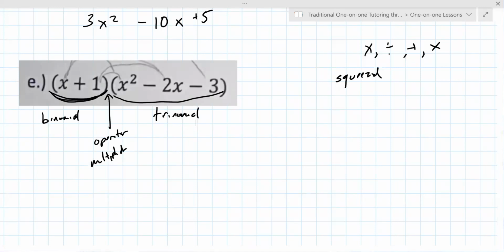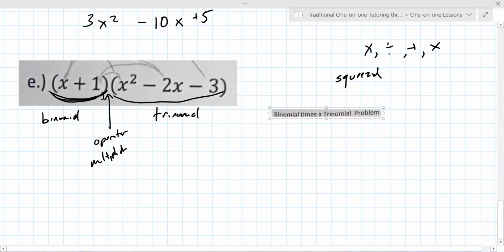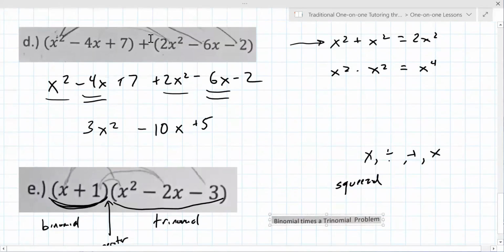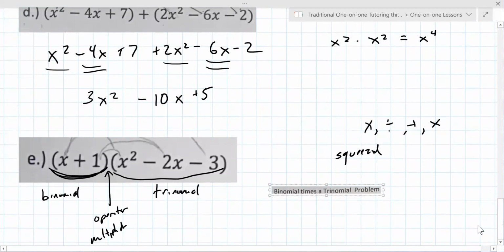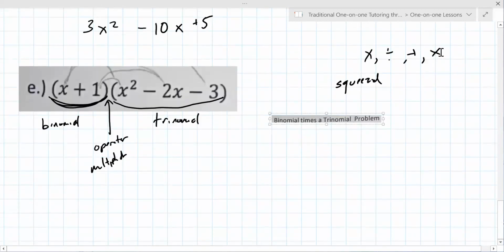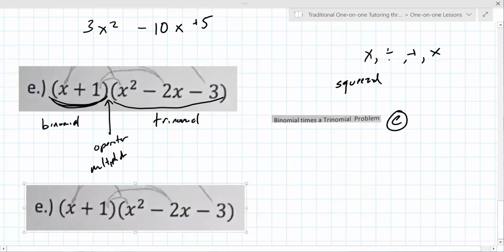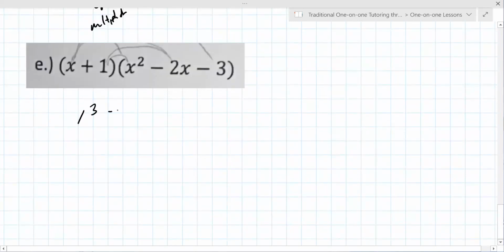So you have to recognize first that it's multiplication. If you see something squeezed together, these parentheses are squeezed together, whereas in the previous problem there's more space between them. That's an indication of multiplication. So then you multiply it together. That would be x to the third power minus 2x squared minus 3x, and then plus x squared minus 2x and minus 3.